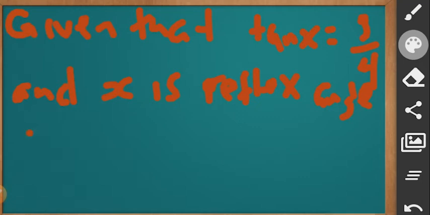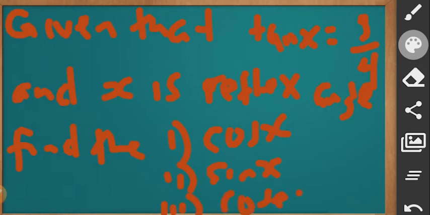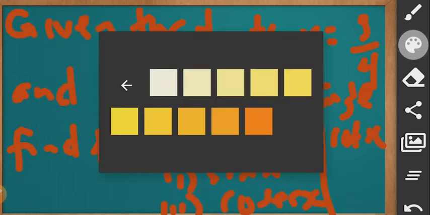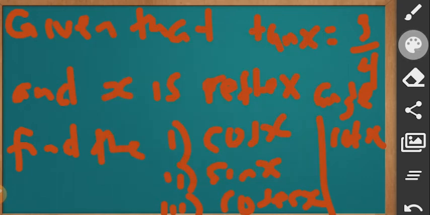Find: Roman 1, the value of cos x. Roman 2, the value of sin x. Roman 3, cosec x. Then Roman 4, cot x. Those are what you want to find. So when you look at this question, please make sure that you are following well. That's where you're going to gain. So look at the question.